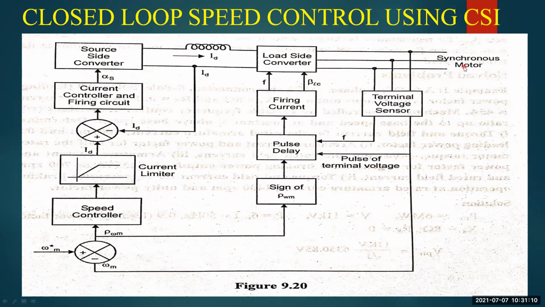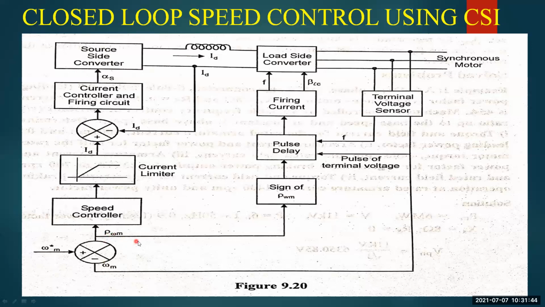This is the synchronous motor. From the synchronous motor, this way we are getting the actual speed, and we feed it to the comparator. The reference speed is omega m star and the actual speed is omega m. The difference between these two, reference speed minus omega m, is called the speed error, E omega m.